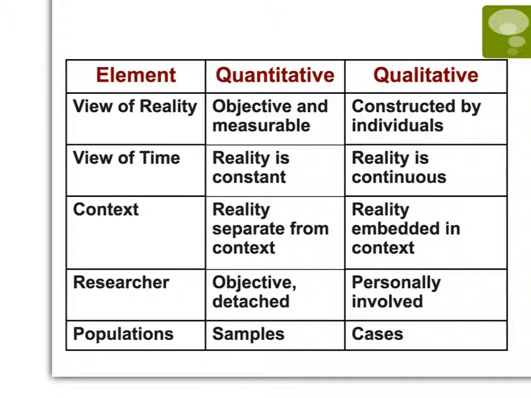For example, the view of reality in a quantitative study is objective and measurable, meaning everything can be counted and numbered and it remains the same. Versus in a qualitative study, the view of reality is constructed by individuals. It changes based on each individual's experience.